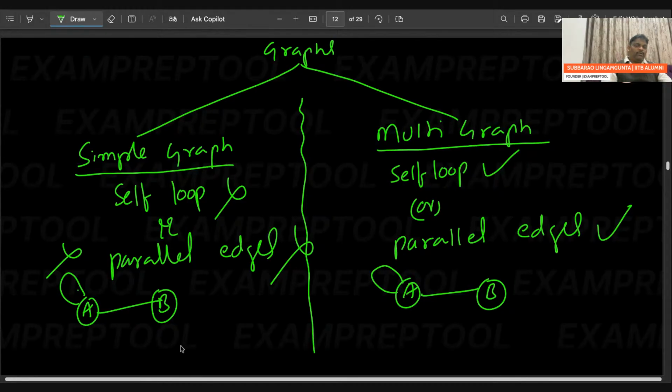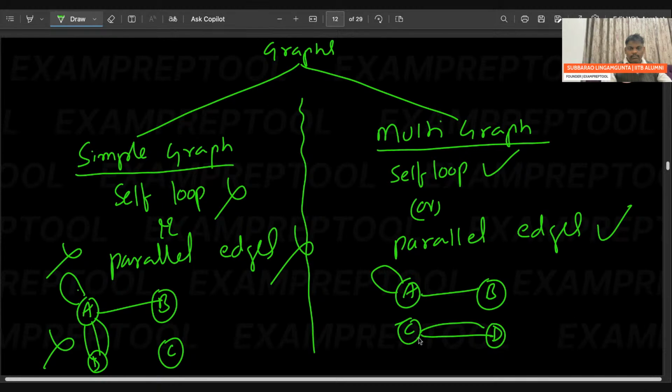Next one. If I take C and D, one edge is there, and one more edge like this is not allowed. Parallel edges are not allowed. But here, parallel edges are also allowed. So be careful, this is the difference. Graphs are two types: simple graph and multi-graph. In a simple graph, self loops are not allowed and parallel edges are also not allowed. In a multi-graph, self loops and parallel edges are both allowed. I think everyone is absolutely fine.